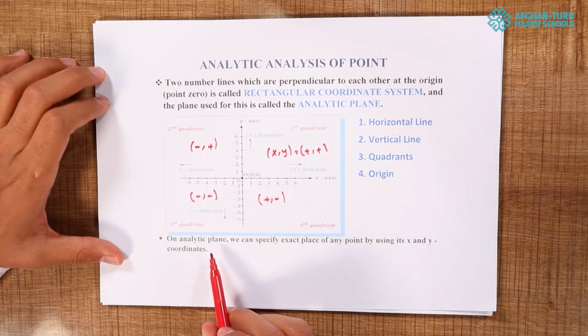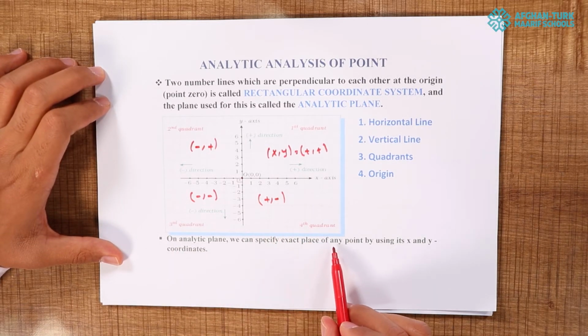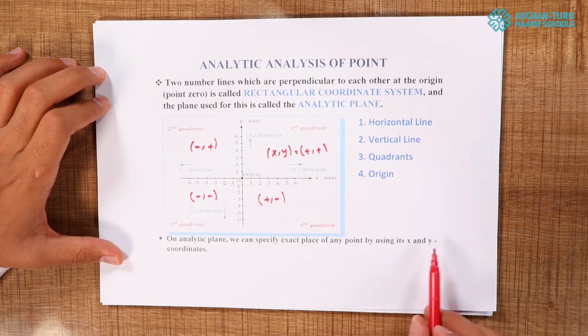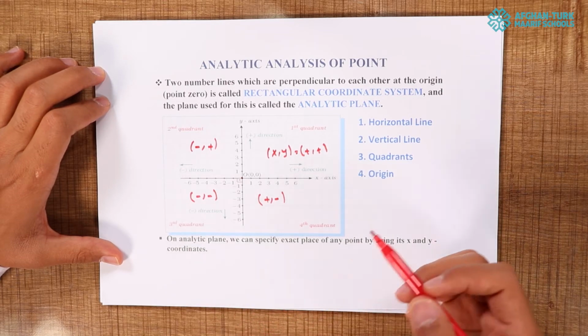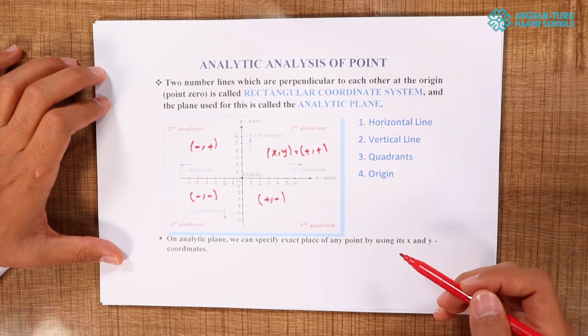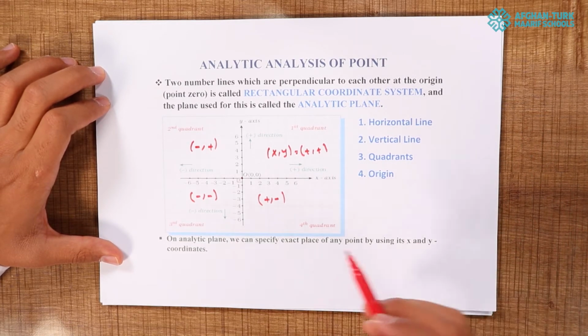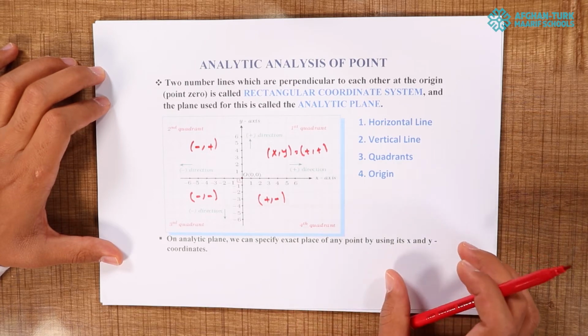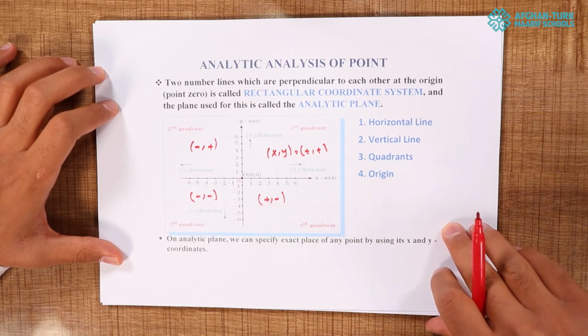On the analytic plane, we can specify the exact place of any point by using its x and y coordinates. If we are asked to find the direction or the position of a point, we can easily specify its exact place by using the x and y coordinates.